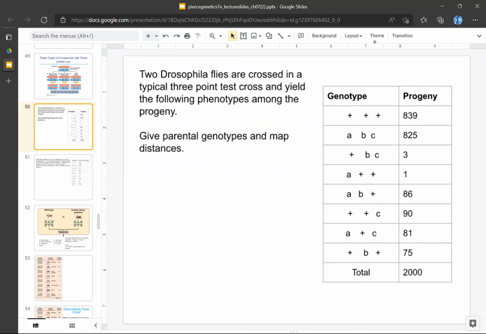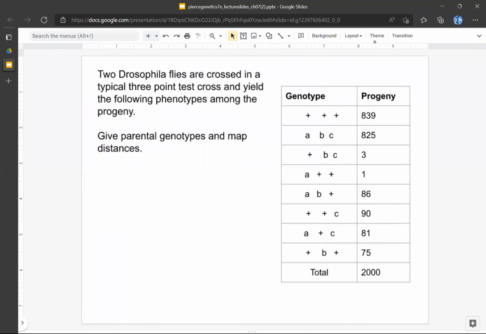Okay, so we have another one. Let's bring out the pen. Two Drosophila flies are crossed. We're going to be dealing a lot with Drosophila. This one is going to be easier because we have a little trick that we used with the genotypes that we see. So two Drosophila flies are crossed in a typical 3-point cross and yield the following phenotypes among the progeny. It's pretty much the same as last time, except with different numbers.